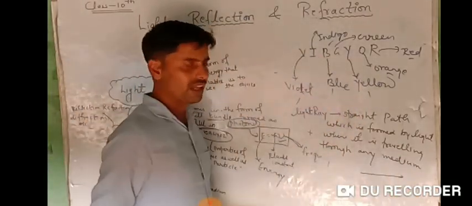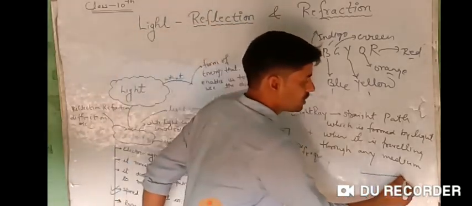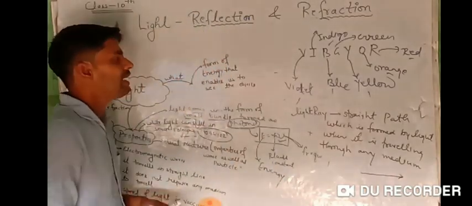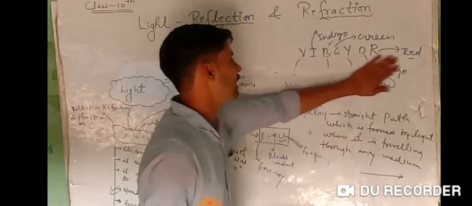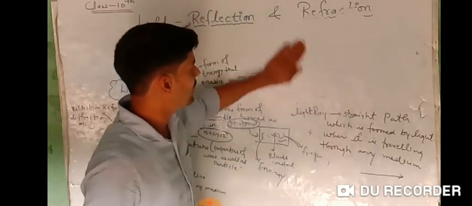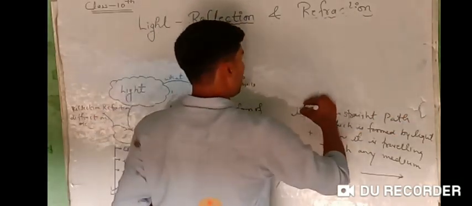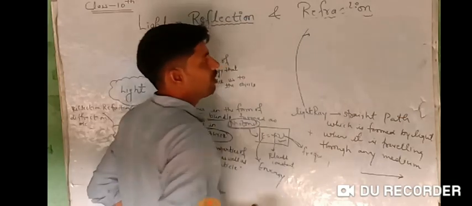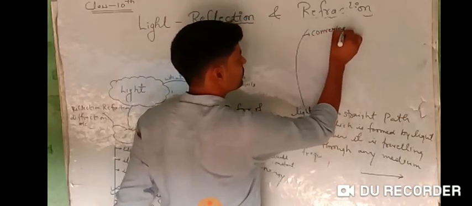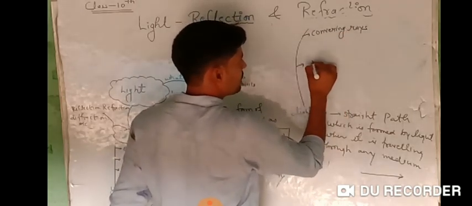If the light ray is moving in any direction, then this arrow shows in which direction the light ray is moving. So light rays are further categorized in two parts, and those parts are converging rays and diverging rays.